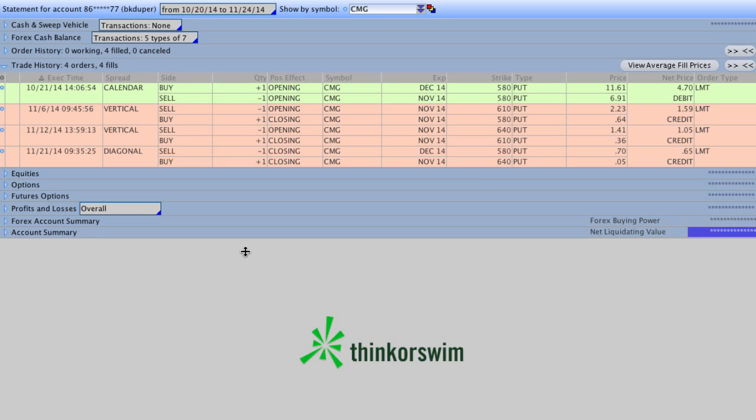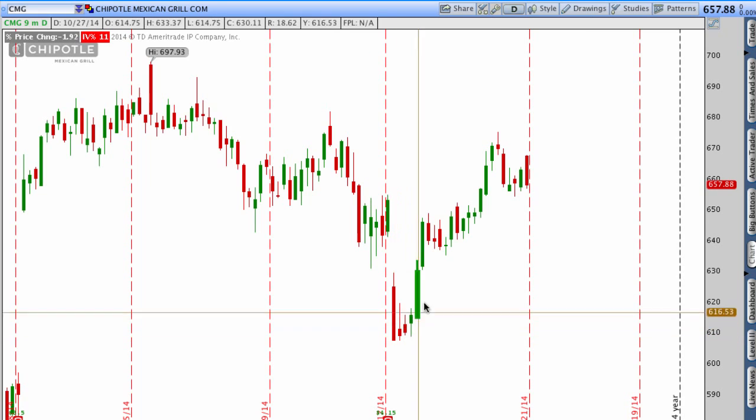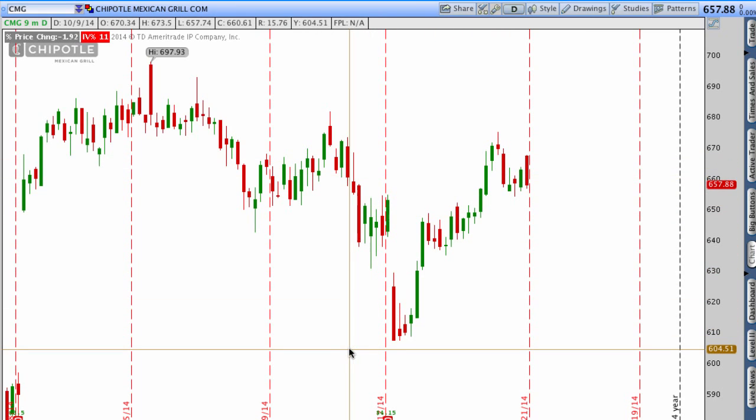But this is a great example of how you can take a trade that goes 100% against you. I mean, Chipotle never made a tick in our direction and you still reduced your loss. And to me, that is the essence of trading.